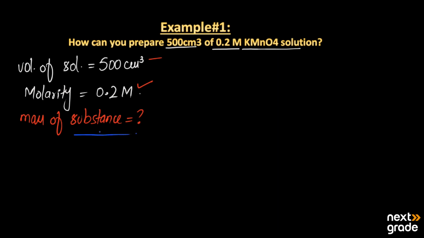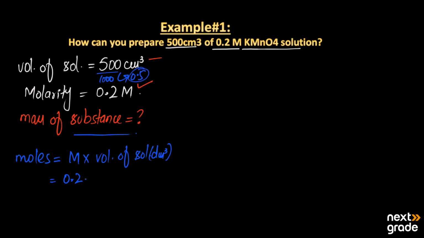First of all, we will find the moles from the molarity. Its formula is molarity multiplied by volume of the solution. Here the molarity is 0.2, and the volume of the solution must be in dm³, so by dividing by 1000 we get 0.5 dm³. Multiplying, the answer is 0.1 mole.